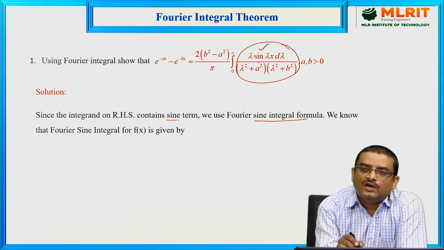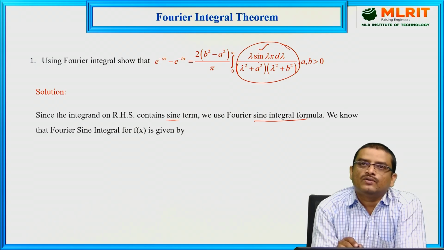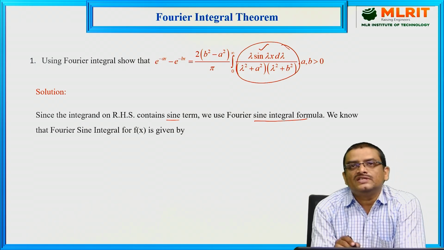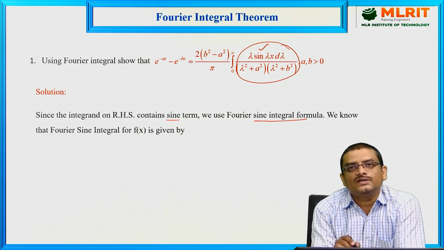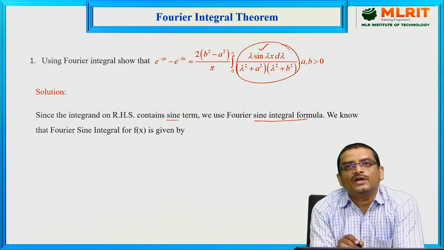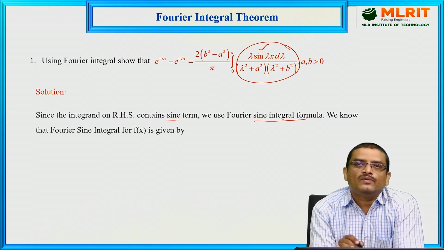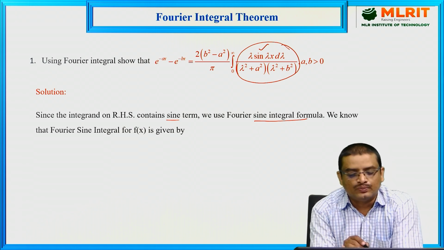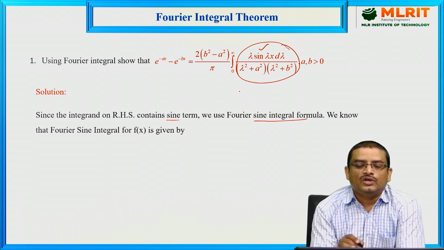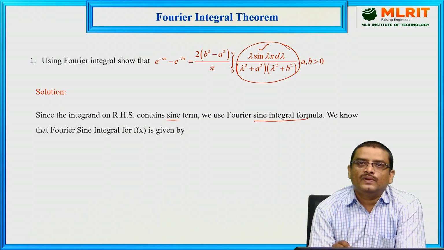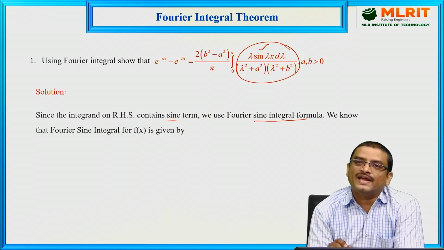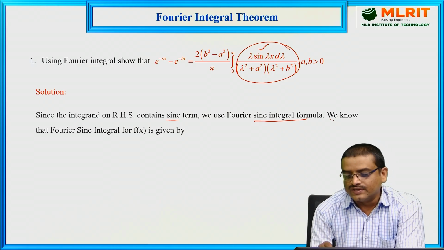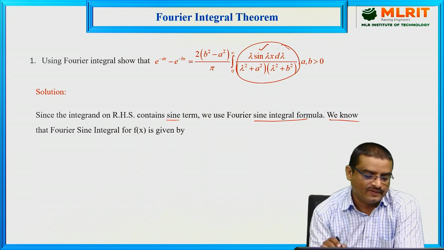Suppose in place of sine, if you have cos lambda x, since the cos function is involved in that function, we have to go for the Fourier cosine integral formula. Like this, we have to decide whether to apply the Fourier sine integral or Fourier cosine integral formula to prove this condition. So now we have decided we are applying the Fourier sine integral formula. Now first write down that Fourier sine integral formula for f of x.